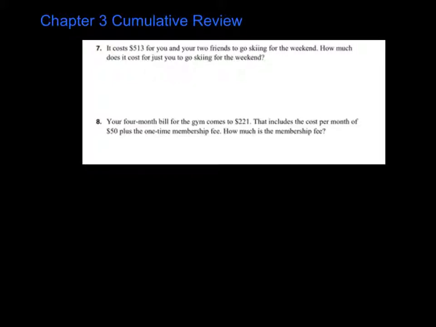So these next two problems are word problems. And a lot of these, if you just kind of use your common sense and work backwards, you can solve them without actually writing an equation. So let's talk through number 7. It says that it costs $513 for you and your 2 friends to go skiing for the weekend. They want to know how much does it cost for just you to go skiing for the weekend. So if it's $513 for you and 2 friends, that means that it was $513 for 3 people to go skiing. So in order to figure out how much for one, you would just divide 513 by 3, and you would find out that it would cost $171 for one person. Okay? So all I did there was take the total amount and divide it by the number of people that went.